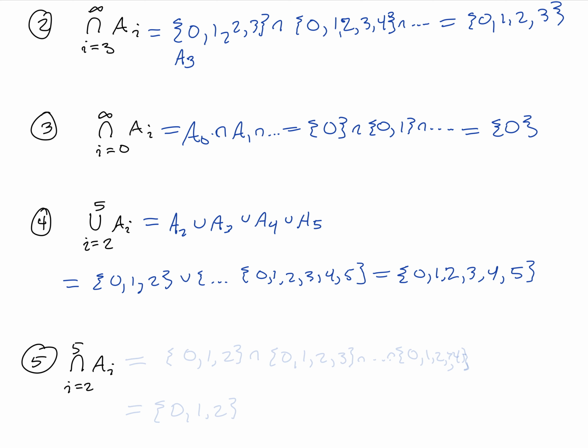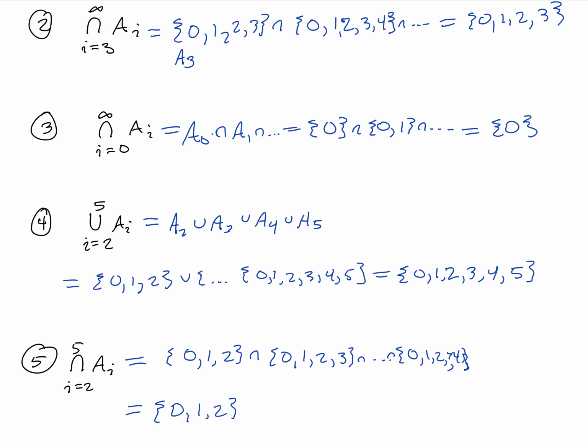Finally, the intersection from i equals 2 to 5 of the A_i. So that's 0, 1, 2, which is A2, intersected with 0, 1, 2, 3, intersected with, and so on, intersected with 0, 1, 2, 3, 4, 5. And when we intersect those sets together, the only elements that are in each of those sets are 0, 1, and 2.